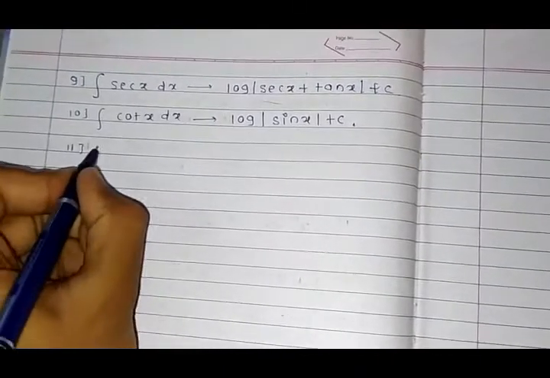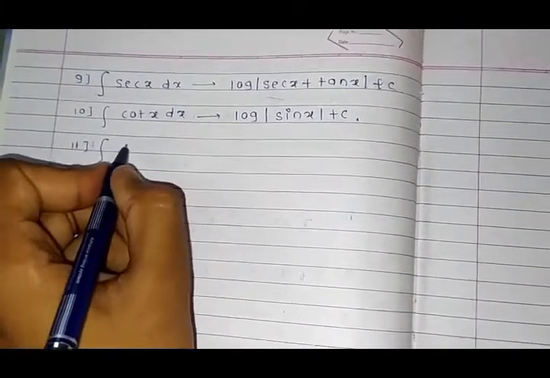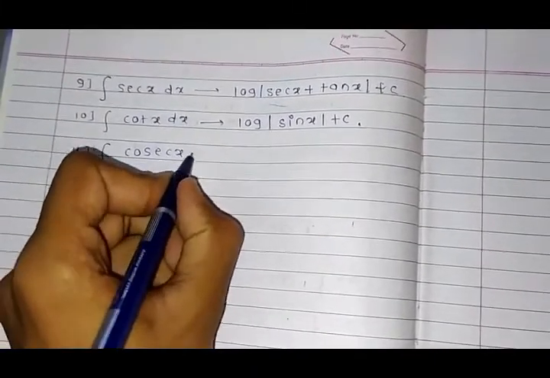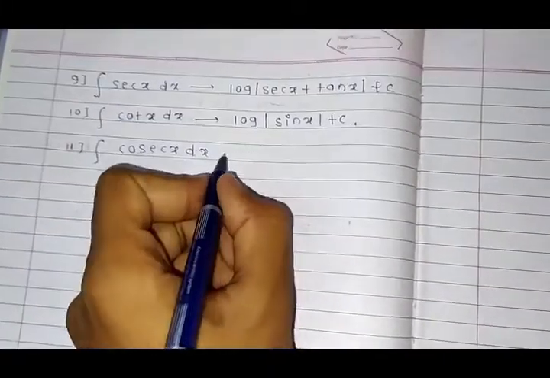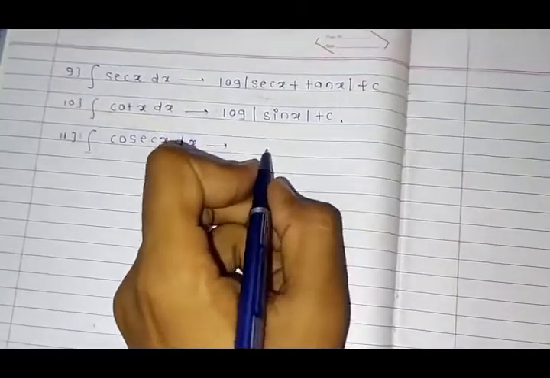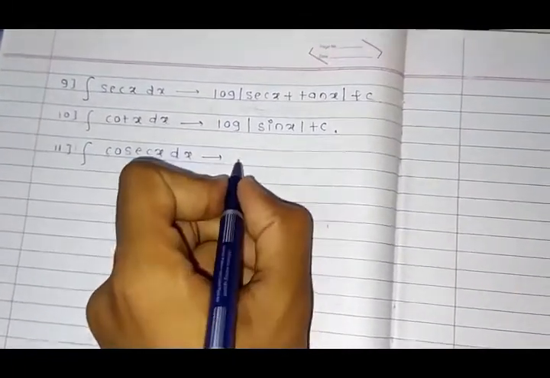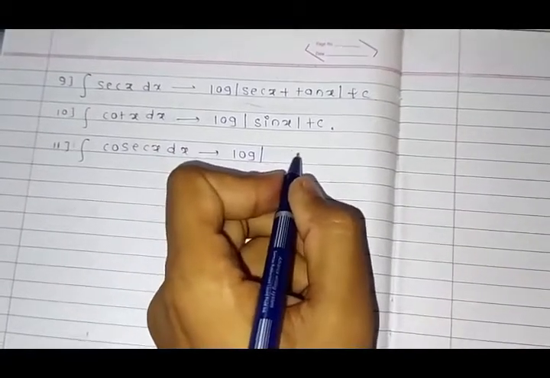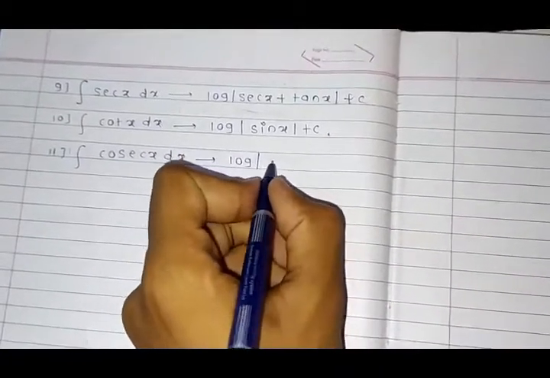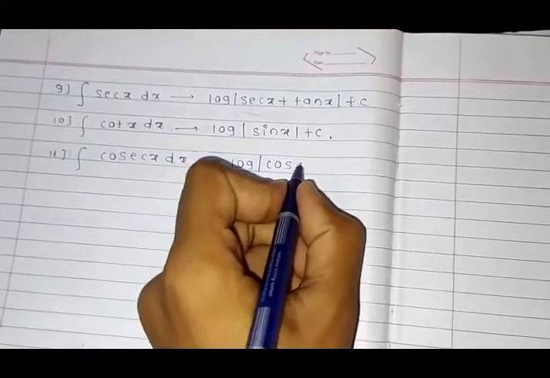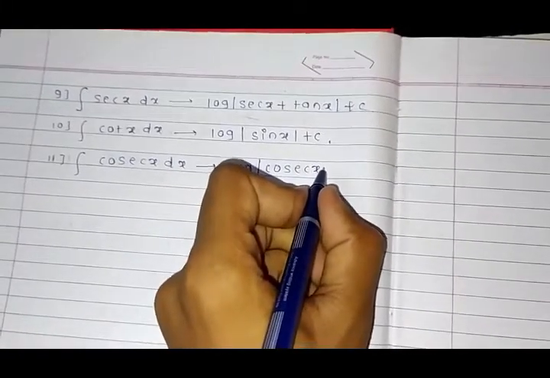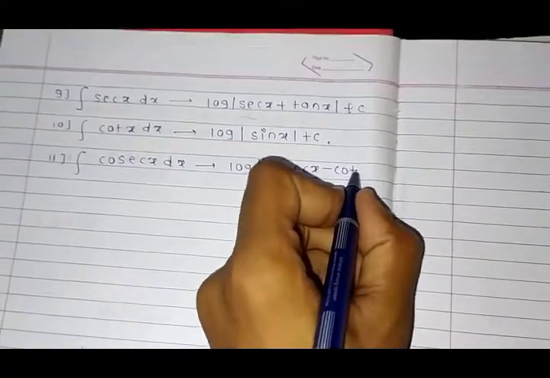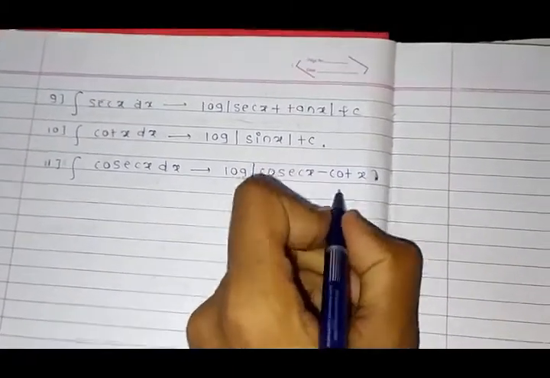Eleventh: the integration of the last quantity, cosec x dx. What is the integration of cosec? Log of cosec x minus cot x plus c.